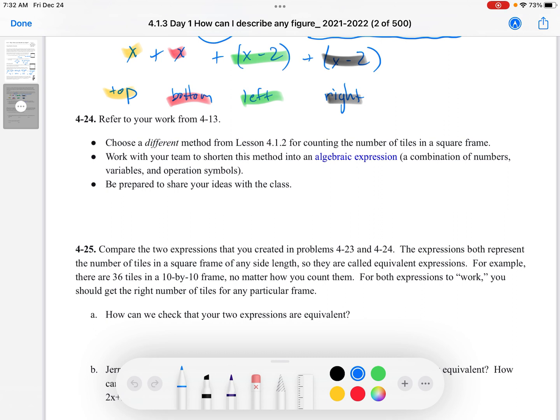So we had to take each side length, and we had to subtract it by 2, and then we multiply it by 4 for each of the 4 sides. Then we had to add the 4 to it. I don't remember whose name that was right now.